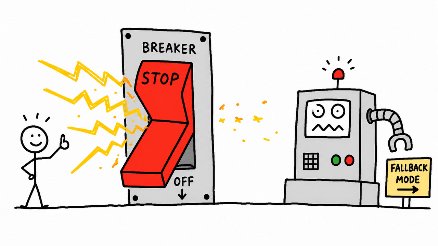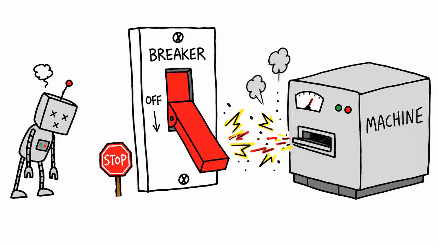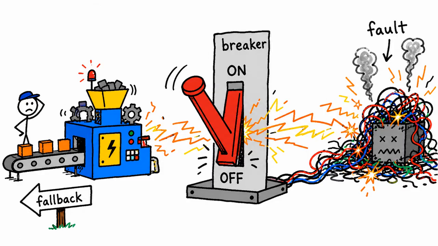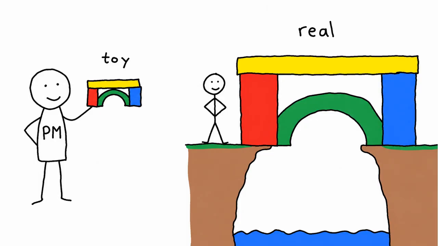Circuit breakers are the fourth layer in the AI production stack. A circuit breaker is a safety mechanism that stops the system from repeatedly trying something that is failing. The idea comes from electrical systems. If there is too much load or a fault, the breaker trips to prevent damage. Software systems use the same concept.